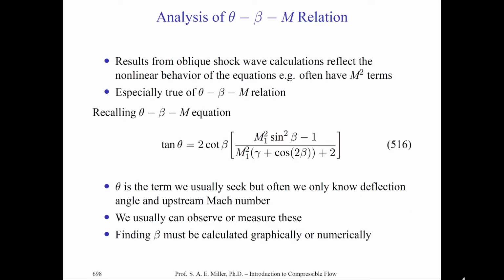Now let's return and do some more analysis of the theta-beta-Mach number equation and relation. You'll see that indeed we have not found closed form solutions for the other variables, but we'll try and find some closed form solutions for the other variables now. We showed that the calculations indeed reflect the nonlinear behavior of the equations and often have Mach squared terms. So this is a very difficult equation to work with to find closed form solutions. This is especially true in a nonlinear algebraic equation like the theta-beta-Mach number relation. Let's recall our theta-beta-Mach number equation now in 516, which we developed in the previous class.